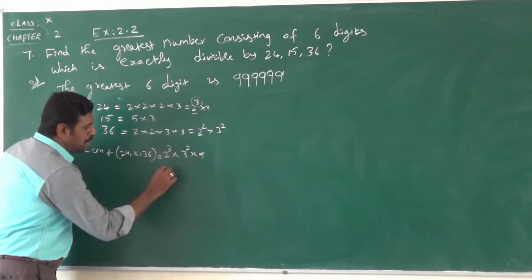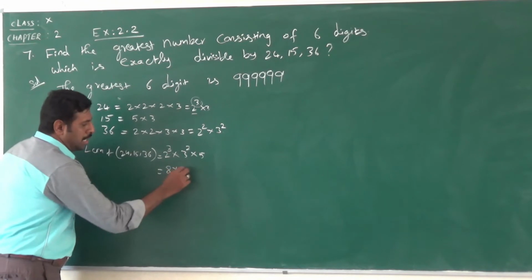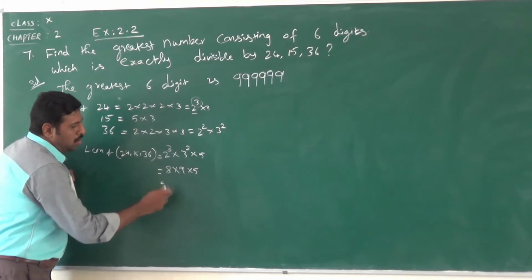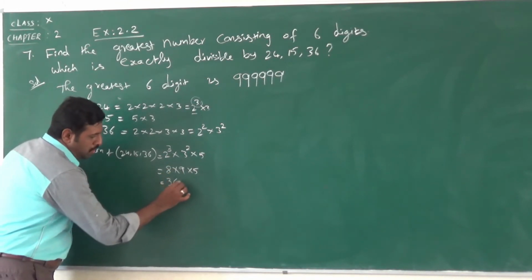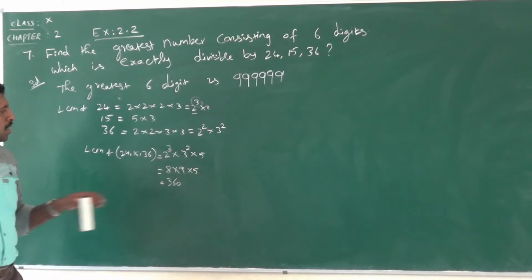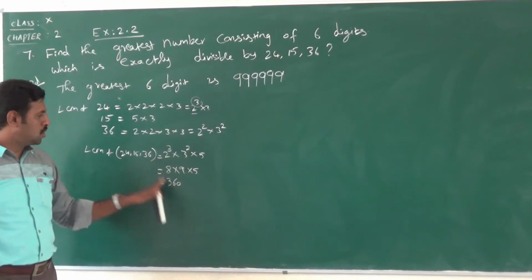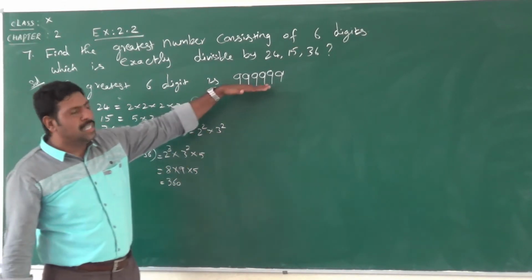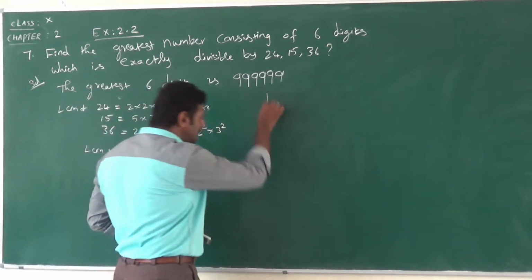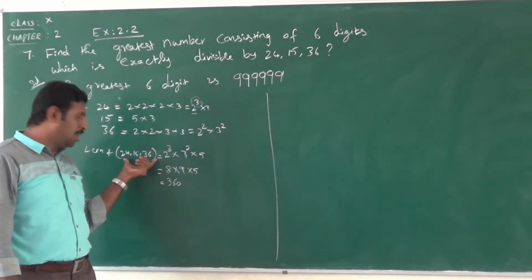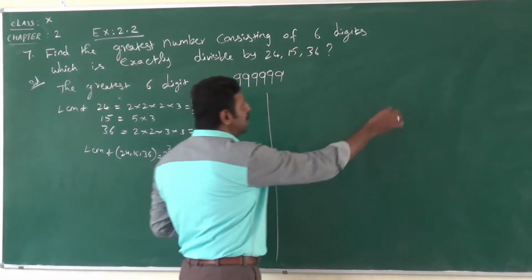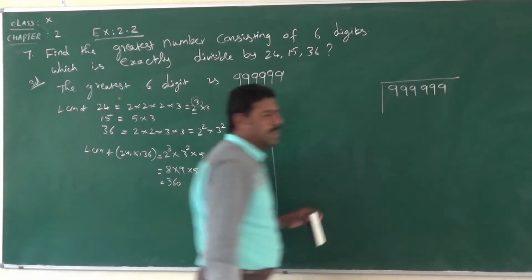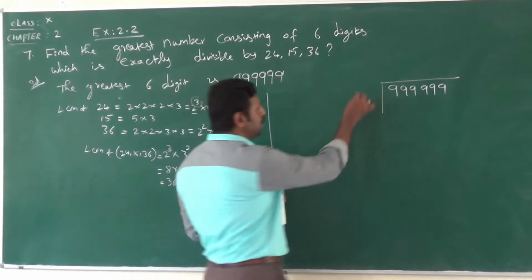Now 2 cube is 8, 3 square is 9, into 5. Then 8 5s are 40, and then 40 into 9 is 360. That is 4 9s are 36, and then 0, 360. So the LCM of these numbers is 360. Now we want to find the greatest 6-digit number which is divisible by all these 3 numbers, right? So we are going to divide the greatest number by the LCM. The LCM is 360.